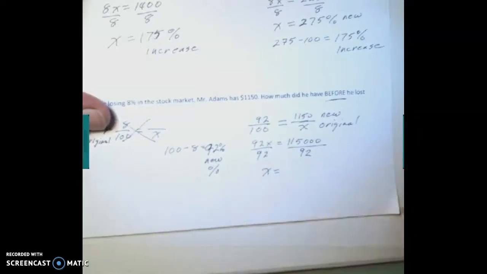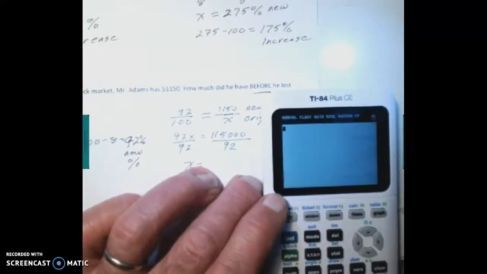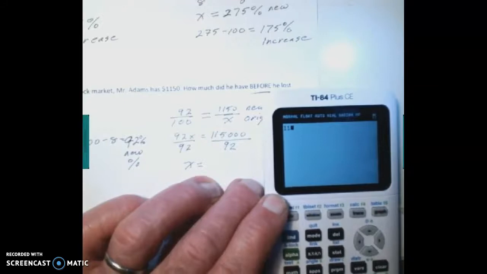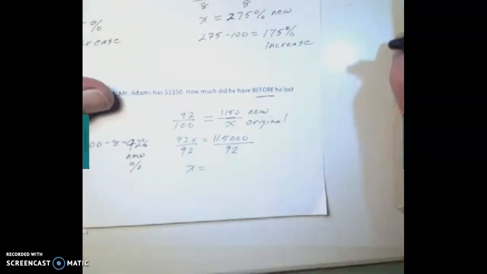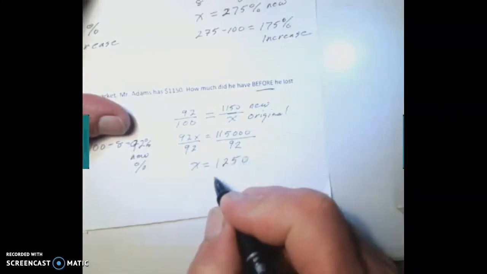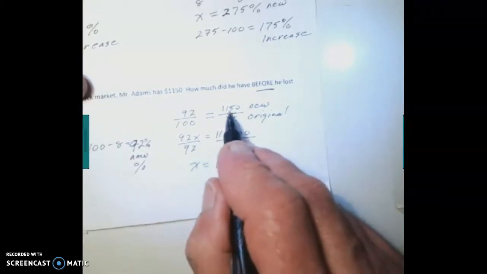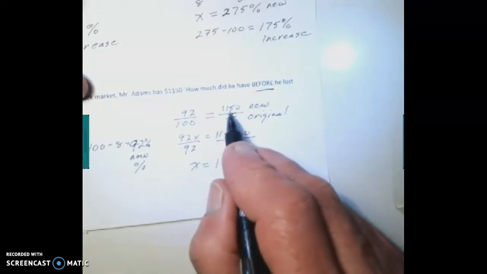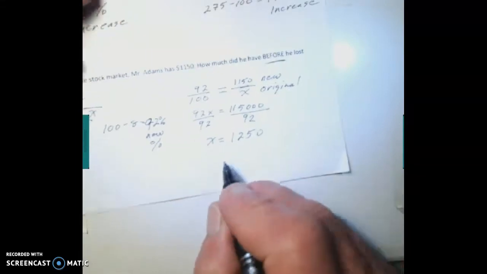You come up with x equals, calculator time, you come up with 115, 3 zeros, divided by 92, and you get 1,250. 1,250. That is the amount that he had. He lost money and now has $1,150. Yeah, that is the original amount.